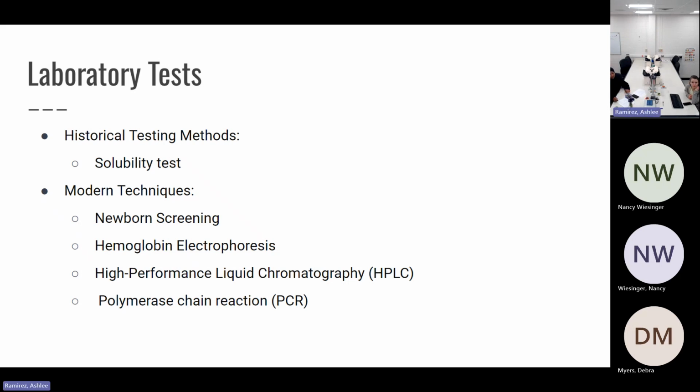We'll spend some time discussing the different lab tests as they pertain to sickle cell disease. And historically, the solubility test was a very simple and cost-effective test used to observe the solubility or the insolubility of hemoglobin S and hemoglobin A. And some of the modern techniques used include newborn screening, electrophoresis, HPLC, and PCR.